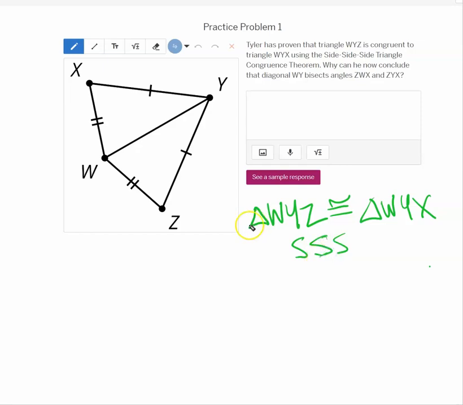So we have our proof and our reasoning. Now, remember I said in the last set of practice problems that when we see this, usually the next thing we're going to see is CPCTC if you want to prove that two corresponding parts of the two triangles are congruent. So we know he already did this, right? Because we know he used side, side, side. So now they want to know why he can conclude that the diagonal WY bisects angles ZWX and ZYX.